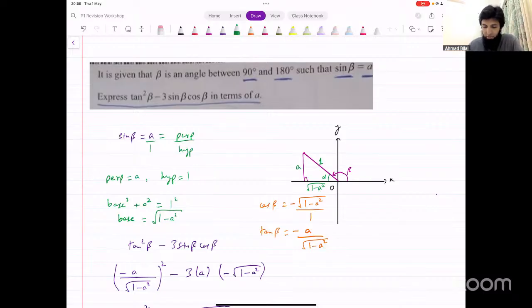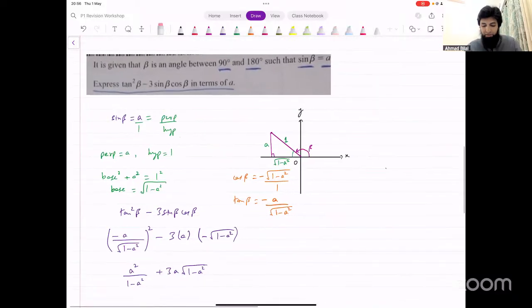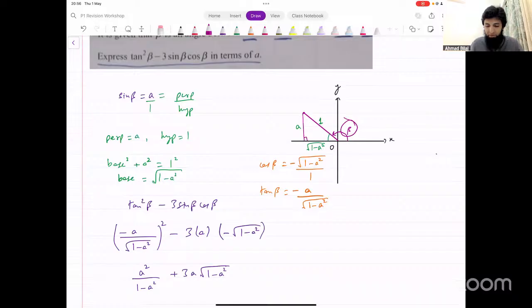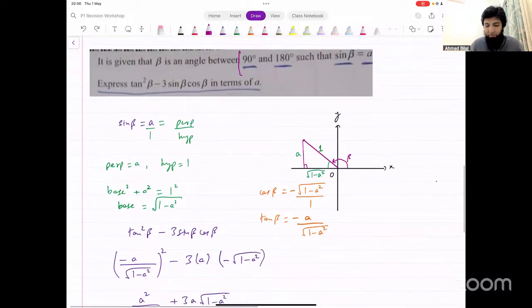As in, you don't necessarily have to write it. Basic, but that's just the basic angle. Basic angle is the acute angle with the x-axis. Alpha is the basic angle that you have there. Beta is this angle, the outer angle, because the question says that it's an obtuse angle. It's between 90 and 180.